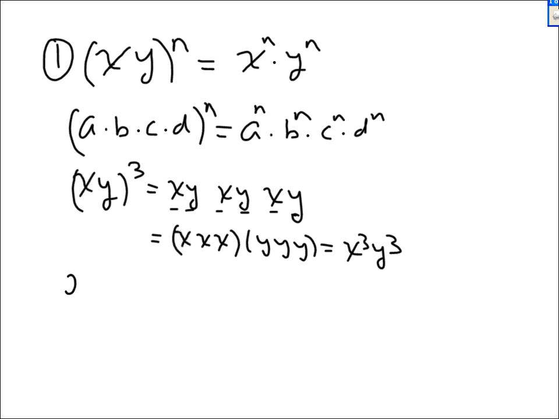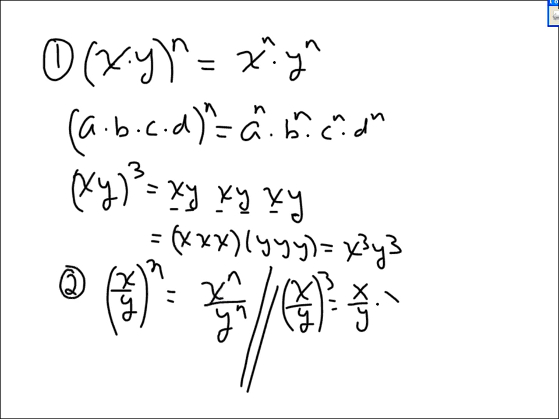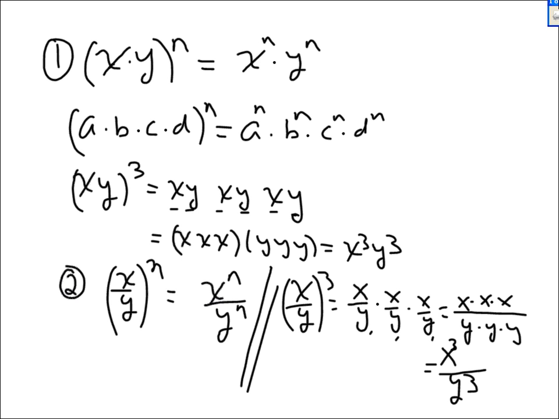Okay. Rule number 2 is very similar to rule number 1, but instead of multiplying x and y, we're going to divide them. If you have x over y to the nth power, well, this is x to the n over y to the n. This one is a bit more obvious that it's true. Because if you have, say, x over y cubed, this means x over y times x over y times x over y. And you don't even have to regroup. The numerator is obtained by multiplying the numerators, and you multiply the denominators. When you multiply the numerators, you get x cubed, and the denominator is y cubed.